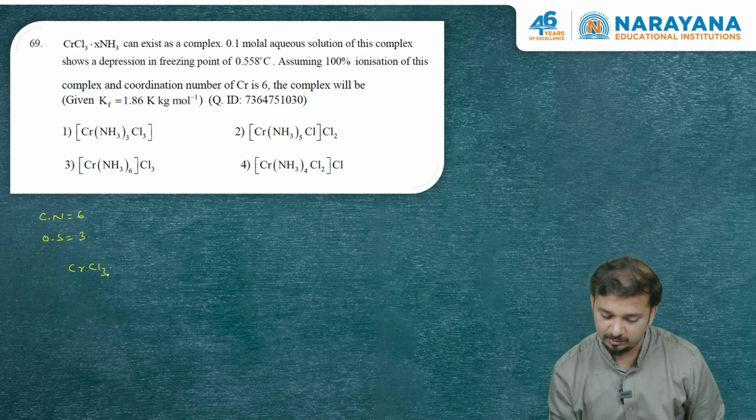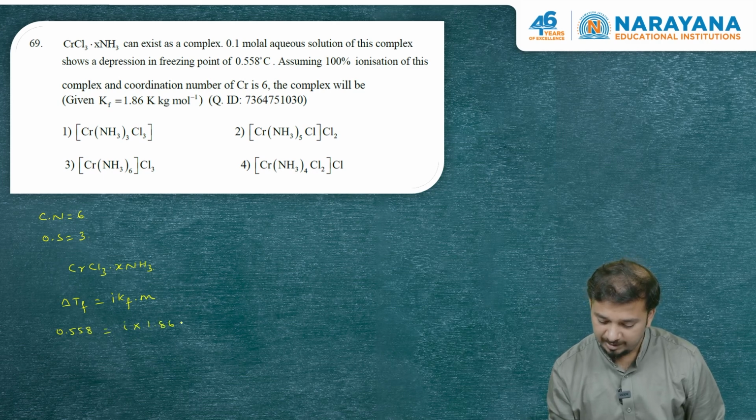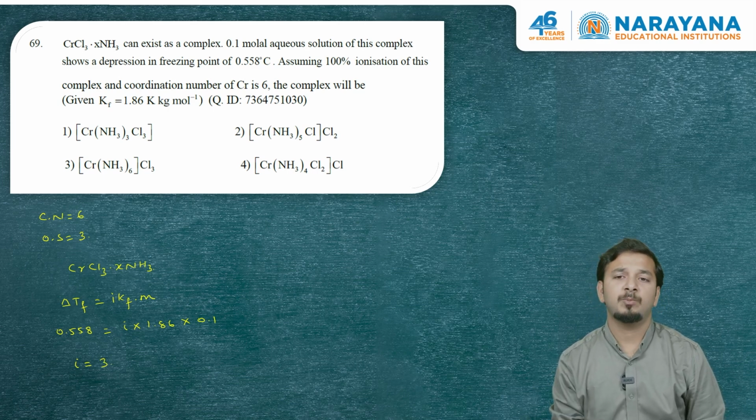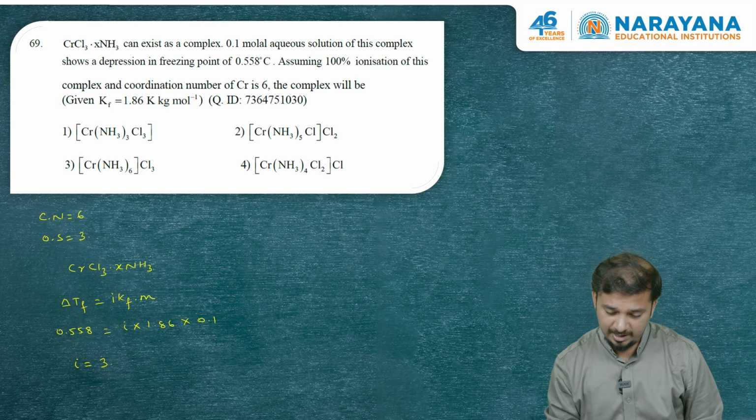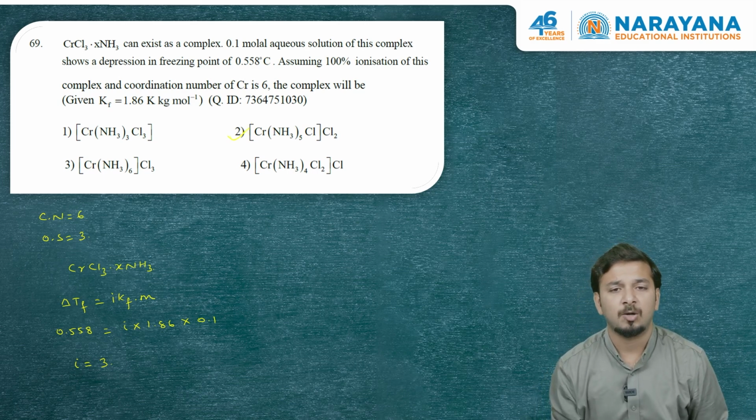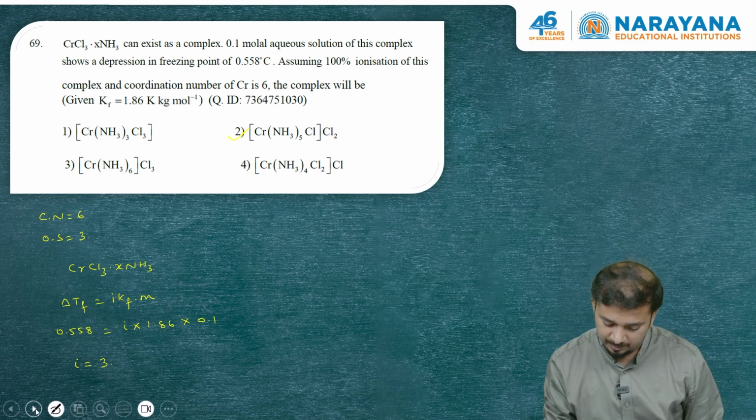We have to make a complex from CrCl3·xNH3. Now we know delta Tf is equal to i into Kf into m. Delta Tf given is 0.558, that will be equal to i into Kf which is 1.86 into m which is 0.1. So if we simplify this, we'll get i will be equal to 3. i is 3 means 3 particles will be formed after complete ionization, and we can see 3 particles are getting formed in option number 2. So the correct answer for this question is option number 2. Okay. Moving to the next question.